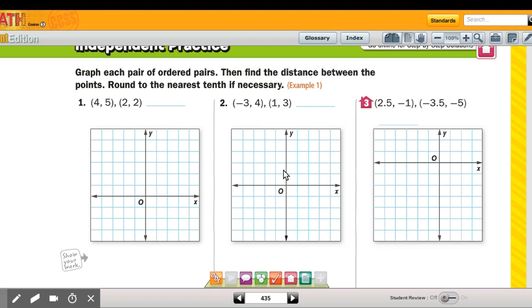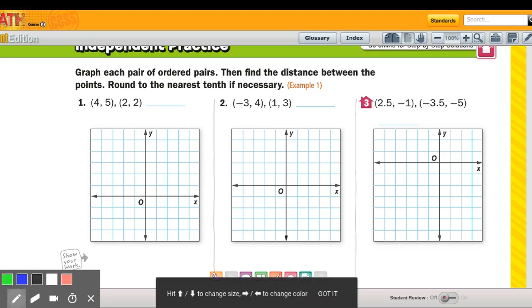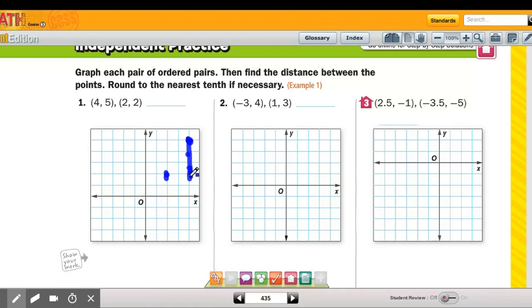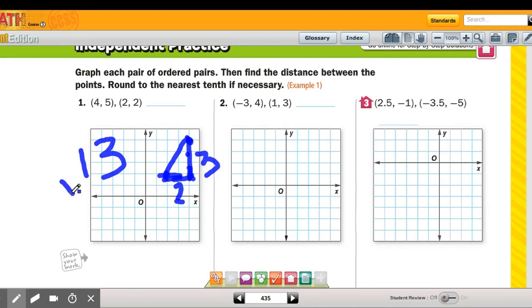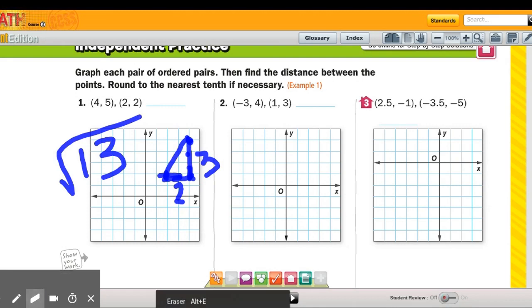I don't know. So in this one, I believe my one mark was here at 4.5 and 2.2. And so then, you can say, oh, let's see, I think that side looks like this and that side looks like this. And so it looks like a 3 and this one looks like a 2. Right? So you've got to figure out this length right here. So 9 plus 4 is 13. And so I believe that we're looking at the square root of 13. And whatever that is, that's your answer for that. So you can do it that way.